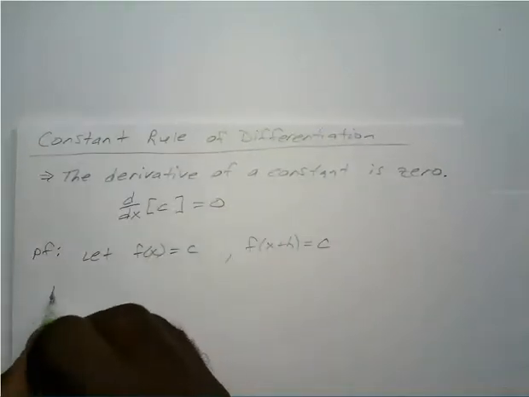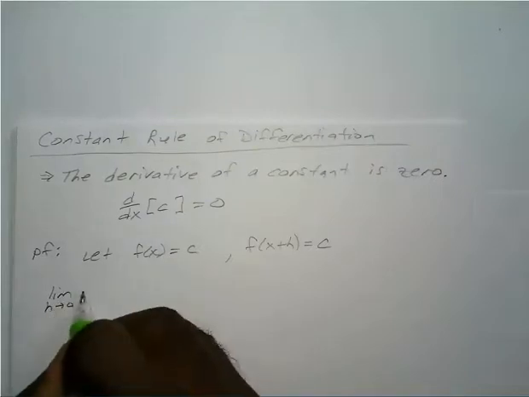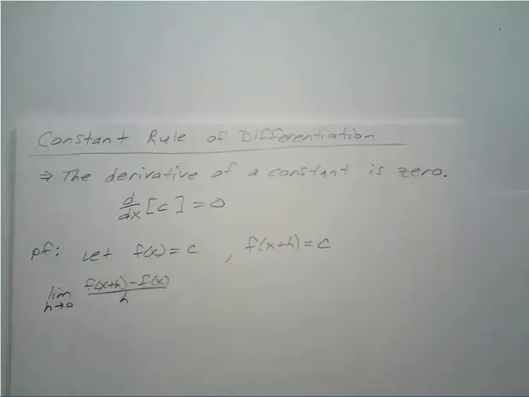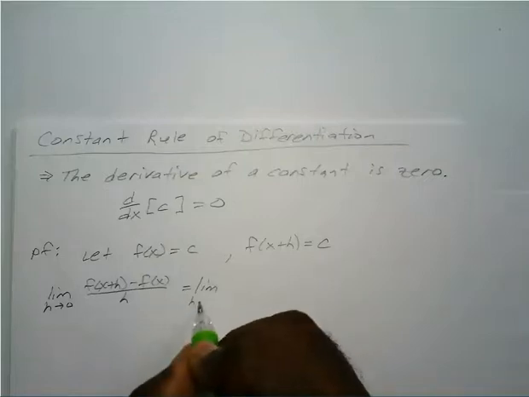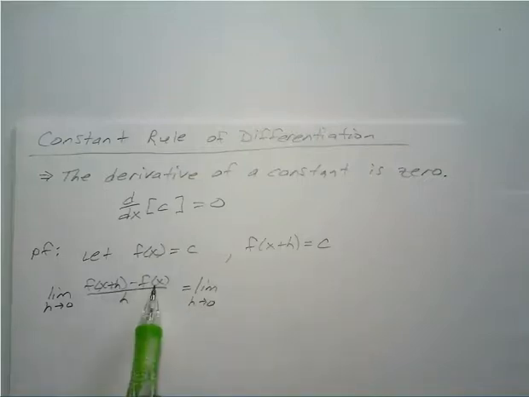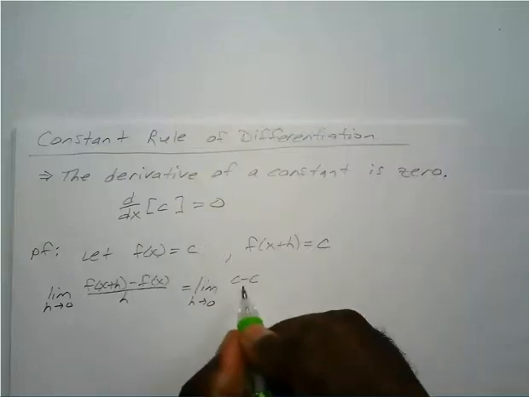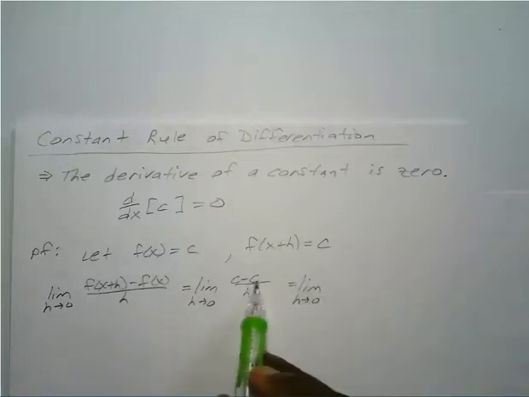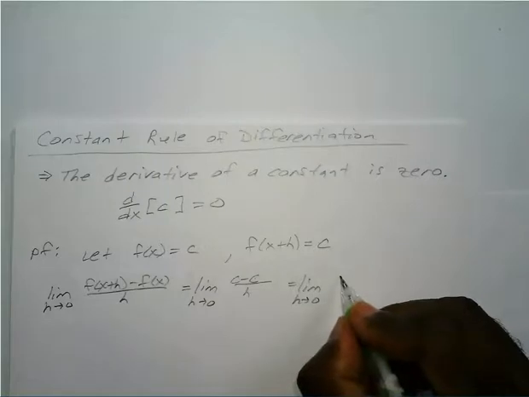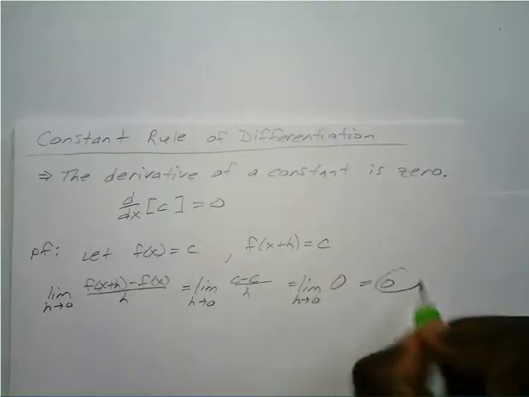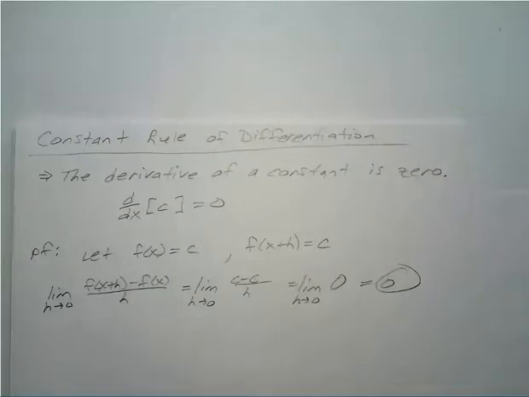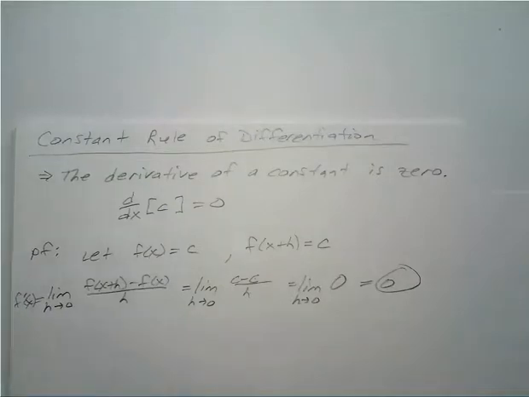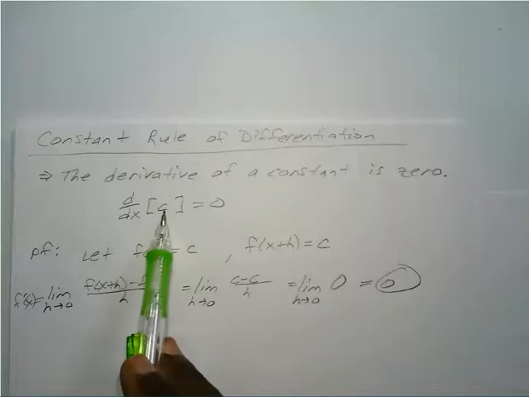The limit as h approaches 0 of f of x plus h minus f of x all over h is equal to the limit as h approaches 0 of c minus c over h. C minus c is 0, so 0 over anything is just going to be 0. And the limit of 0 is 0. So this is f prime of x, which is equal to 0 when it's a constant.